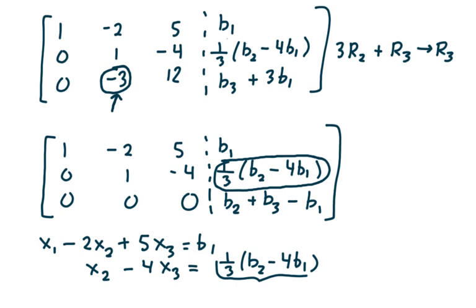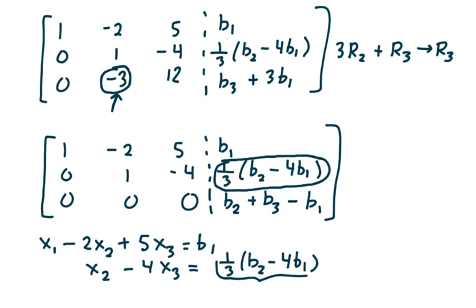Now, from here, I'm going to use row 2 to turn that negative 3 into a 0. Notice I'm working in sort of a triangle. How do I do that? I take 3 times row 2, add it to row 3, and put the result back into row 3. So when I do that, I get 1, negative 2, 5, b1. Then 0, 1, negative 4, and then 1/3 of b2 minus 4b1. And then the last row is 0, 0, 0, b2 plus b3 minus b1.